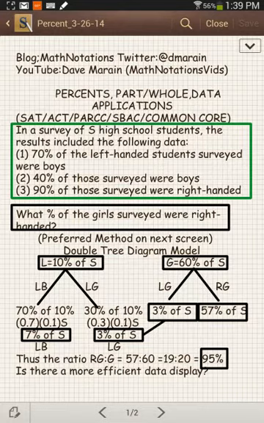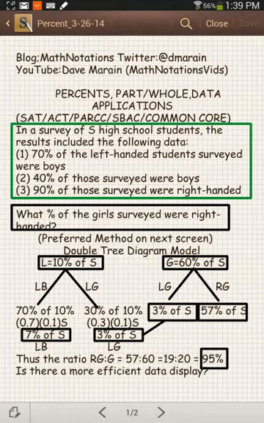In this case, we're dealing with a population that's broken down both by gender, male, female, and by handedness, left-handed versus right-handed. We're not considering ambidextrous in this problem, so we'll assume it's the dominant hand we're talking about. Anyway, 3 pieces of data. 70% of the left-handed students surveyed were boys, and again, there's a lot of meat in that piece of information. And the key, again, is having students focus on the word of and what comes after it.